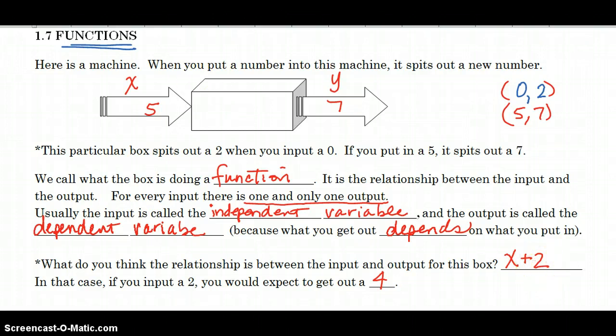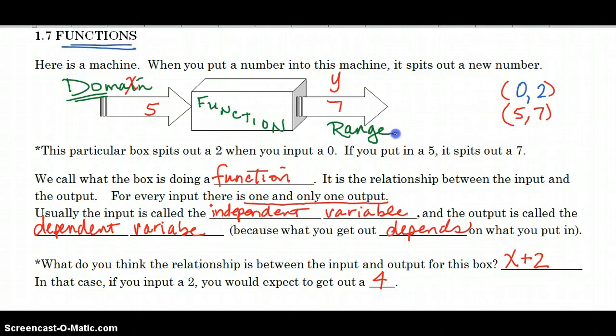Okay, so I want to go back up here and call this our function machine. And our input, we're putting in our what? Our X. This was also our domain. So you're going to put in your doe, and it's going to go into the function machine, and it's going to do its thing, and then it's going to spit out the range.